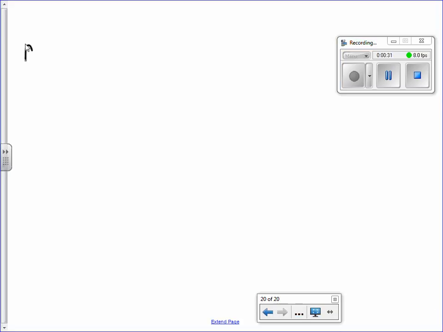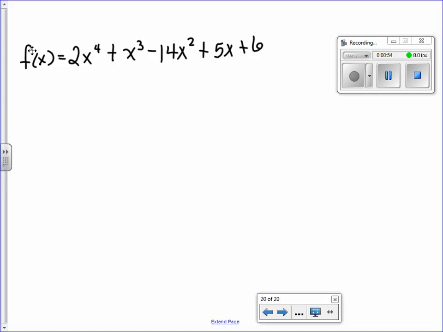Alright, so f of x equals 2x to the fourth plus x to the third minus 14x squared plus 5x plus 6. Okay, so that's our problem. Got a problem, go solve it.